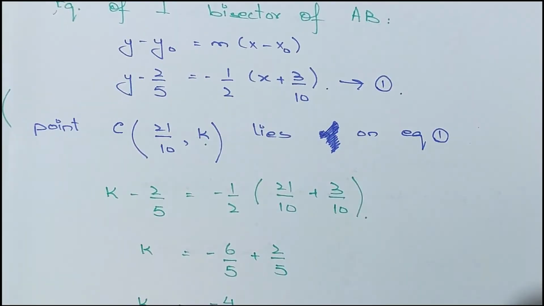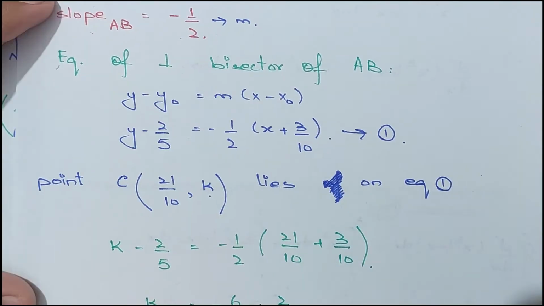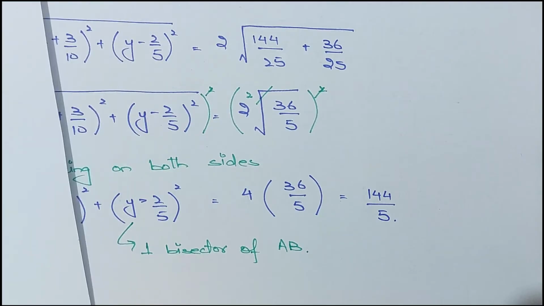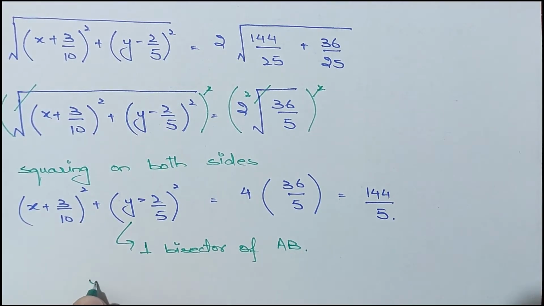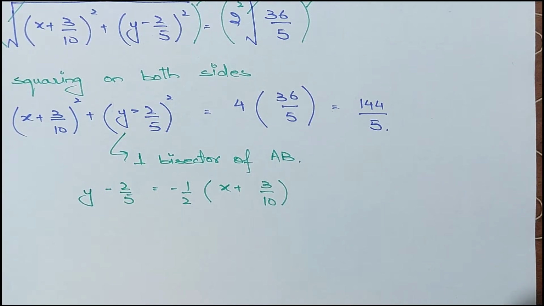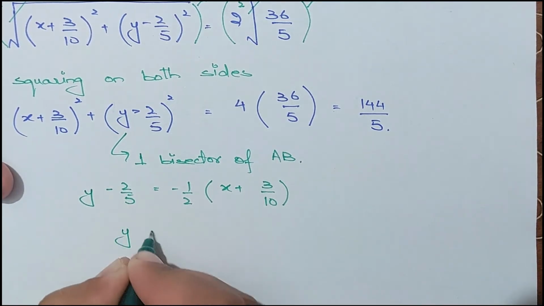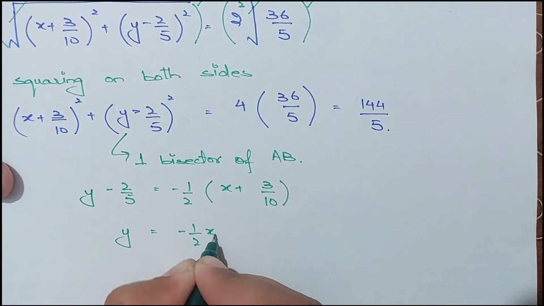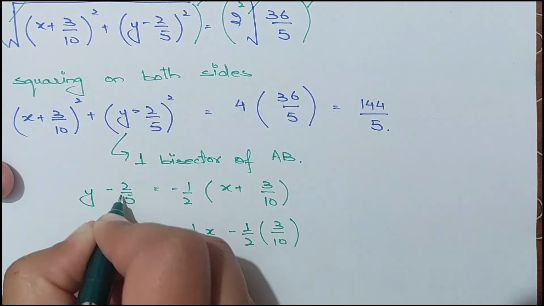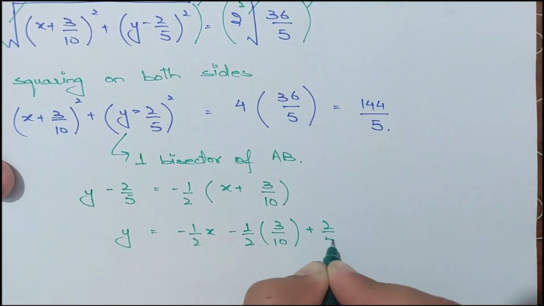This is my perpendicular bisector of AB. Let me rewrite it over here, which is y minus 2 by 5 equals minus 1 by 2 into x plus 3 over 10. So we have to solve for y and substitute the value over here. All right. So here y equals minus 1 by 2 x minus 1 by 2 times 3 over 10, and shifting this term on the other side becomes plus 2 by 5.